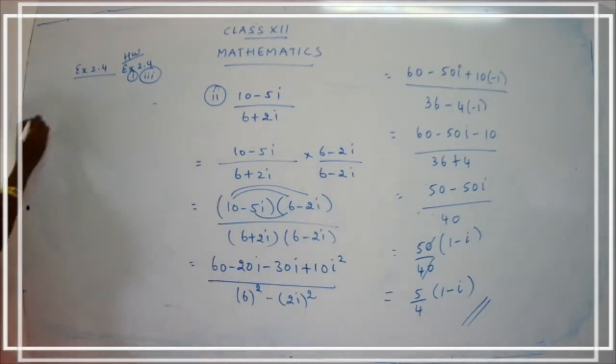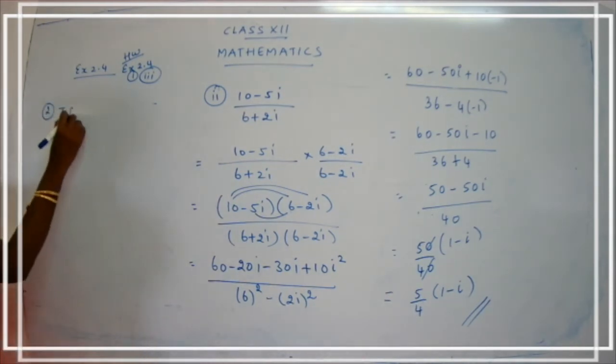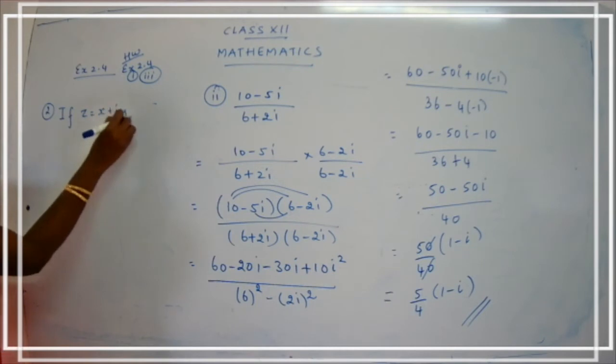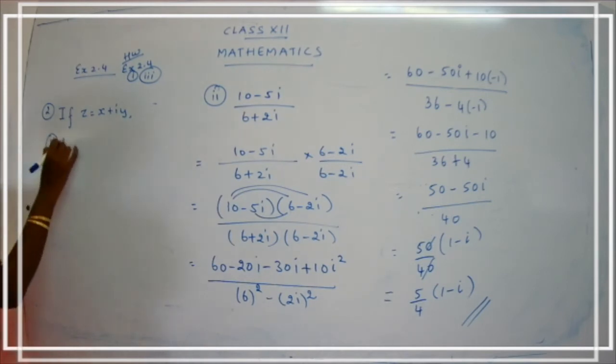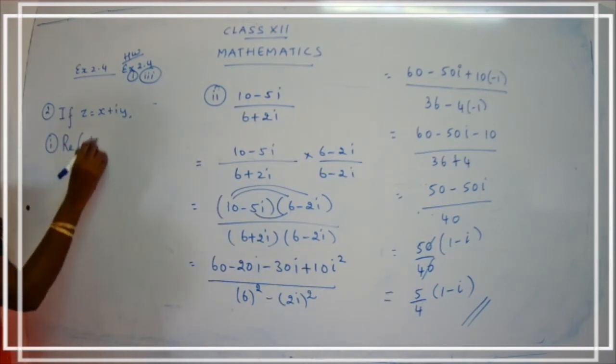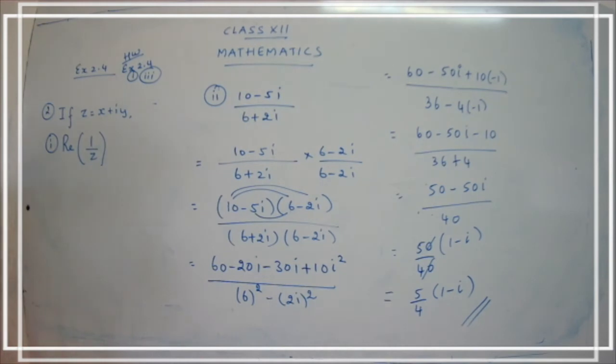If z is equal to x plus iy, find the following in rectangular form. Again, we are going to find the answer in rectangular form. Now what is the first part given to you? Real part of 1 by z. It's a very, very easy exercise. I have just told you, just understand the concept and you have to just apply it, that's all. Once you are clear with the concept, the work becomes very, very easy.